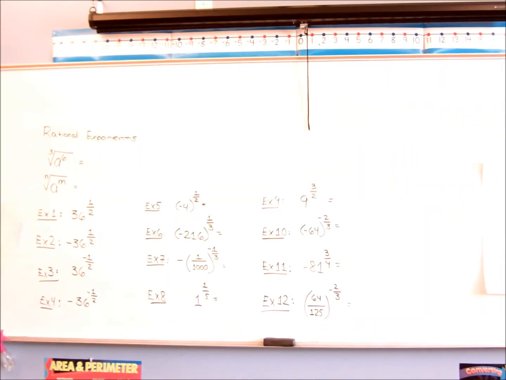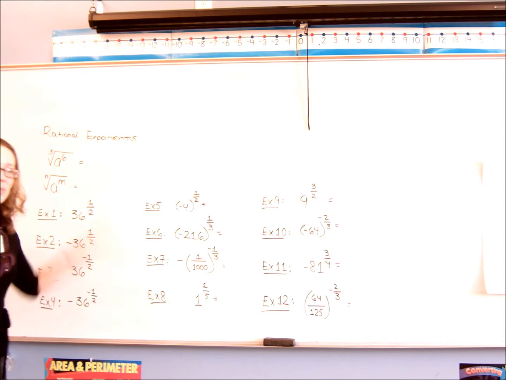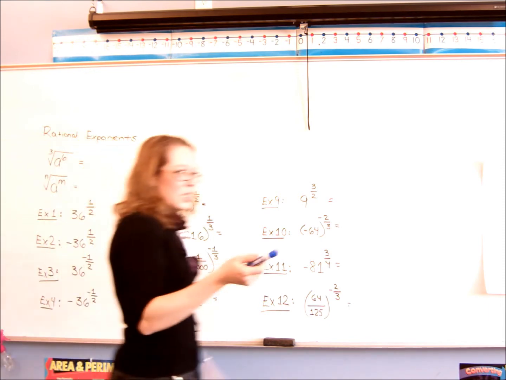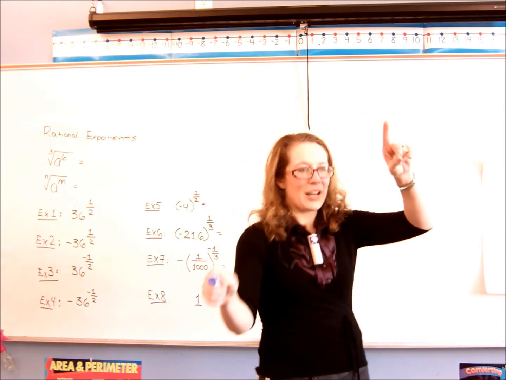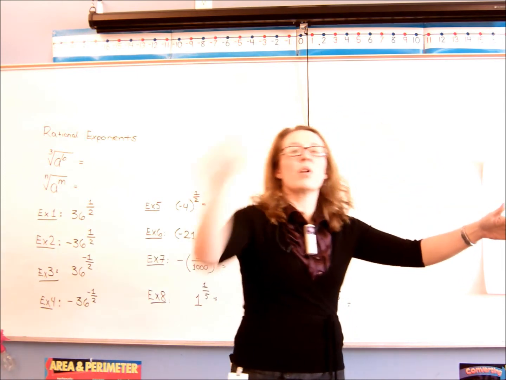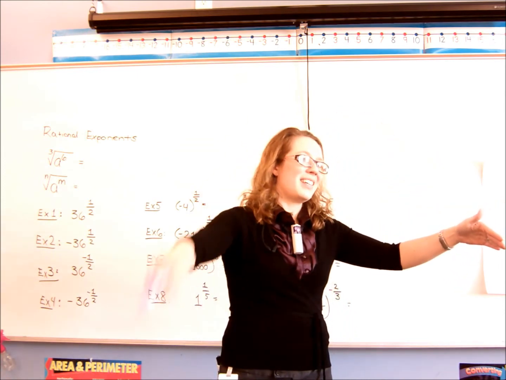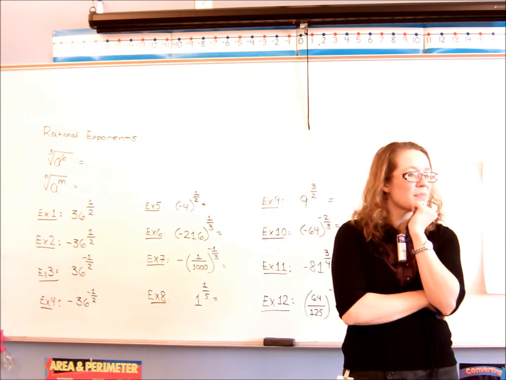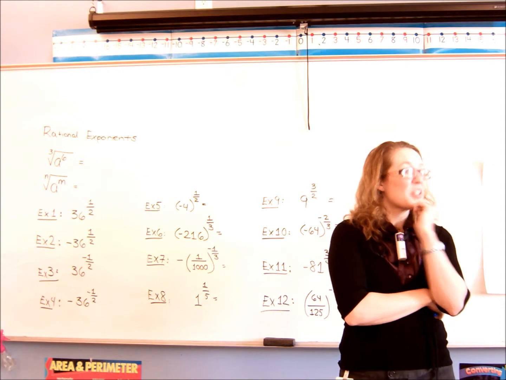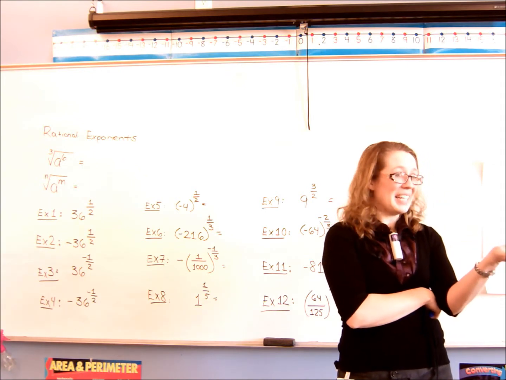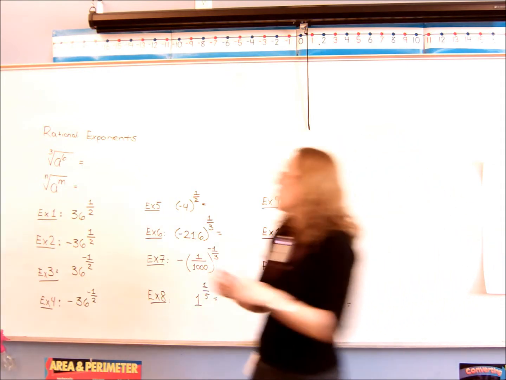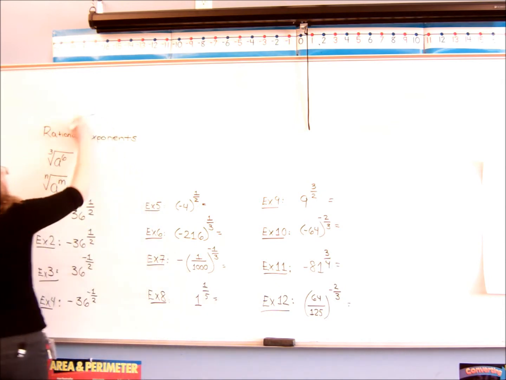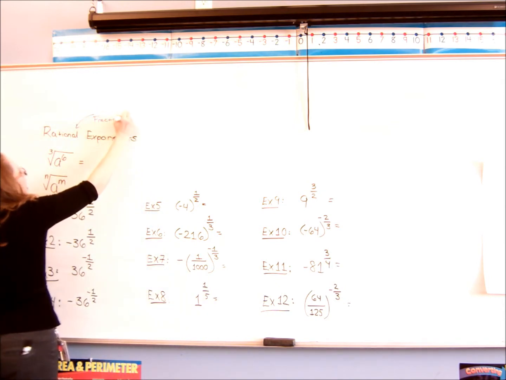Okay, so today we're going to be talking about rational exponents. Now, we know what rational numbers are. Real, rational, irrational. What are rational numbers? Mr. Billings? Rational numbers are numbers that can be expressed as a ratio, like a fraction, right? That's exactly right. So I want you to think of these as being fractional exponents.